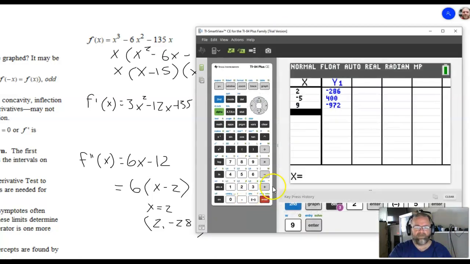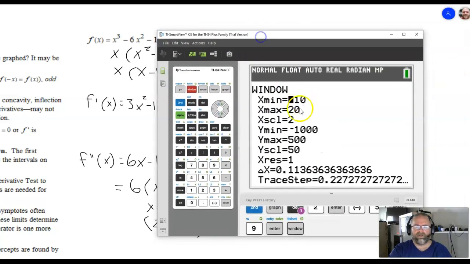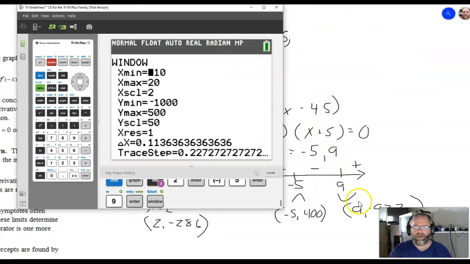So I think I may have already set this up here. I went from negative 10 to 20. I changed that to 2. And then I went from negative 1,000 on my y's to include that negative 972, all the way up to positive 500. And you change your scales a little bit. Roughly, your scale should be about 10% of your values, but it doesn't matter that much. It's just that if your scale is too small, you'll get a whole bunch of little lines in the graph.